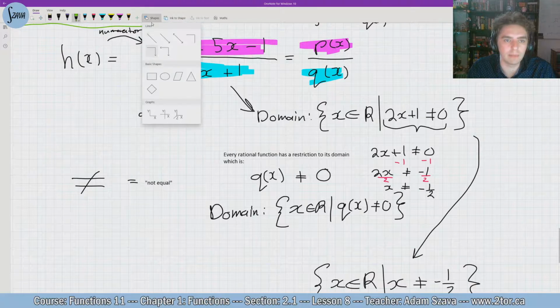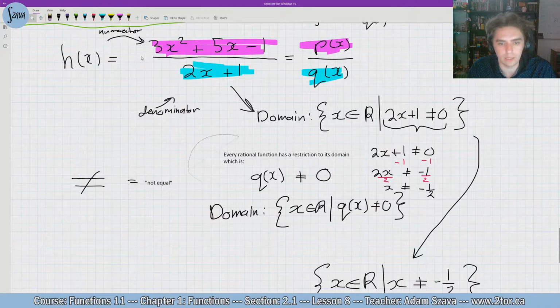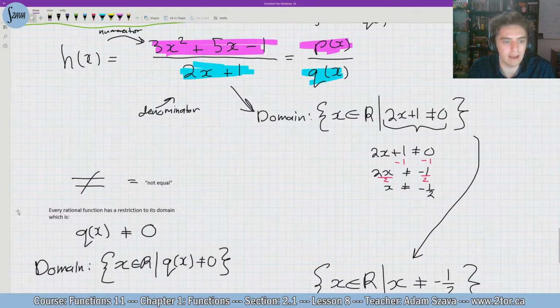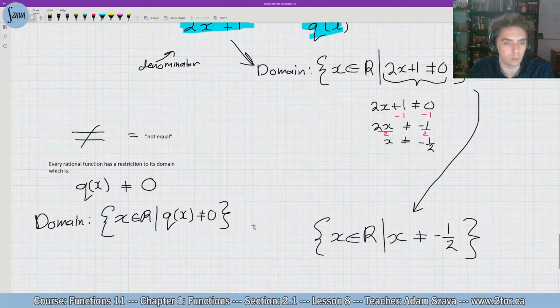Essentially, it's getting a little messy here, so I'm going to organize it quickly. This is true here. I'll move it to the side. This is true for every rational function. Every rational function has a restriction to its domain, which is that. And so the domain of every standard simple rational function is x can be any real number, but the denominator cannot be equal to 0. And you want to actually solve for what x value makes it 0. Okay, so there we go.